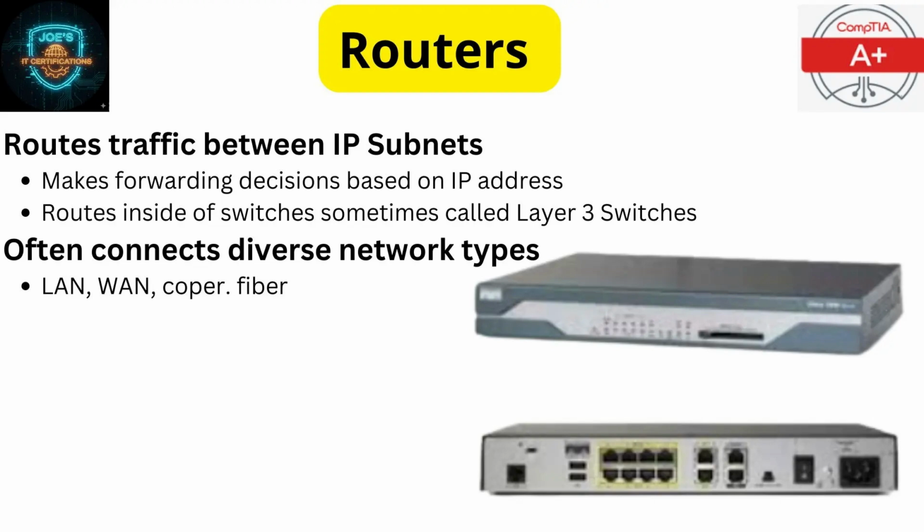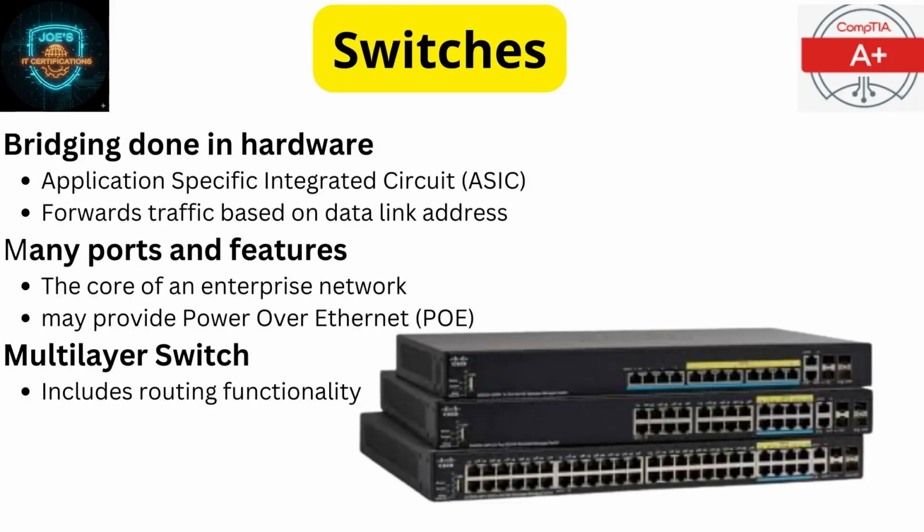You might also see routers used to connect different types of networks together. So it's not unusual to connect an Ethernet network to a wireless network to a serial network, a fiber network to a copper network, and so on. So not only are we routing between different IP subnets, we may also be converting to different topologies using our router.